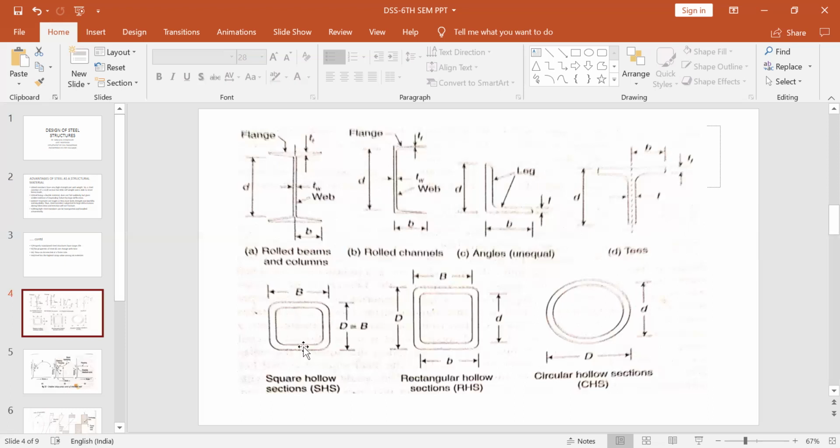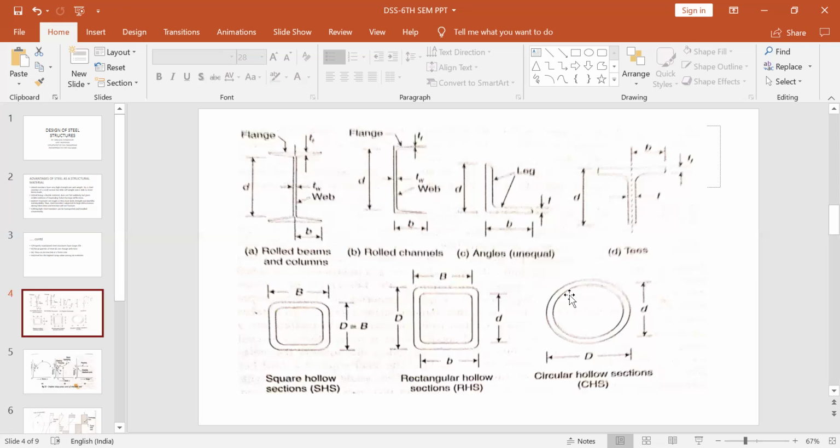These are the hollow sections. So you have square hollow section, rectangular hollow section, B and D, having some thickness T, and circular hollow section. Circular hollow sections are also called tubular sections. These are used in the railings in staircases. So these are some of the section classifications.